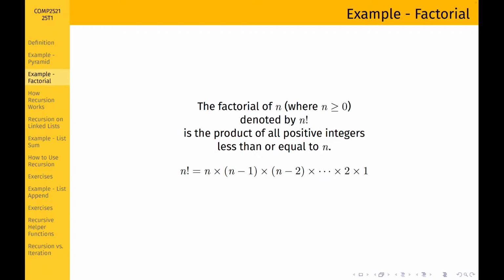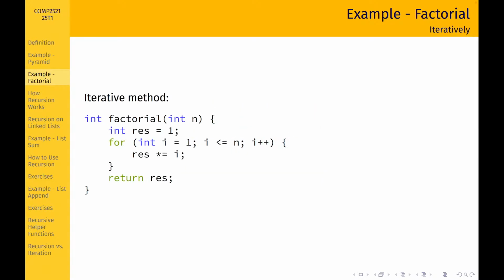Of course, we can all implement this iteratively using a loop. This is how you would do it, and I think all of you would be able to do this. We have a result variable that we initialize to 1. Then for all the numbers from 1 to n, we multiply the result by that number. Okay, so that's the iterative method.